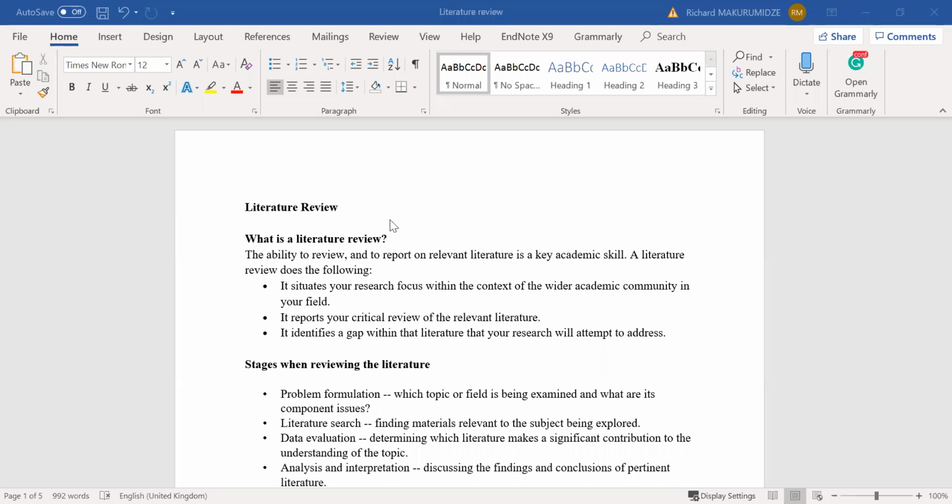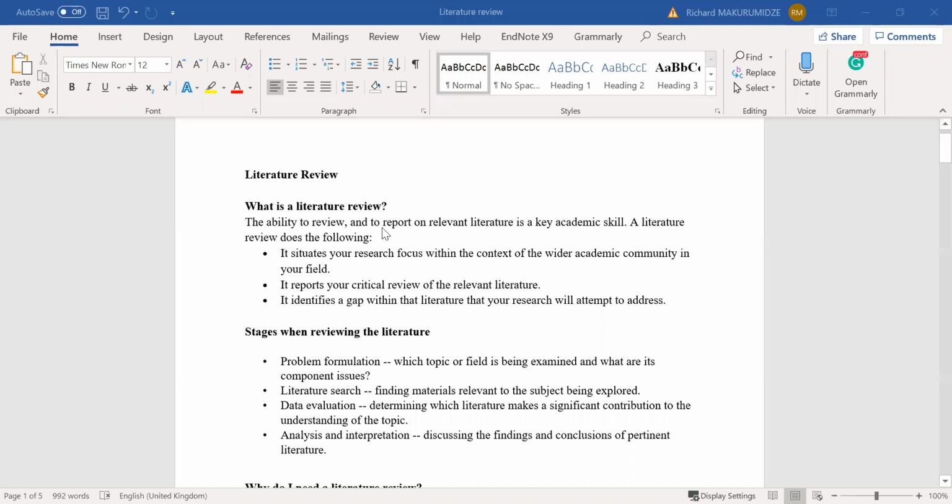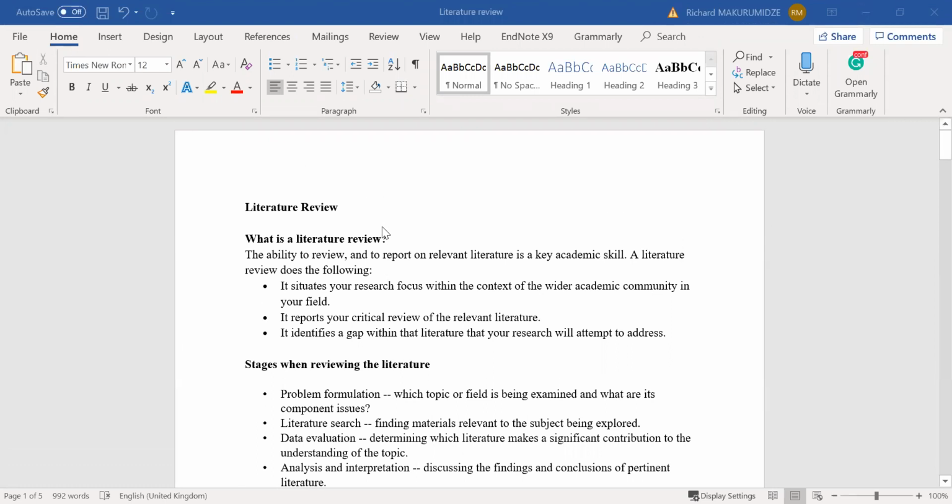So what I want to discuss now is the literature review. I think it's very important, as part of doing your research, to really review your literature as you are doing your research. What is a literature review? A literature review does the following.